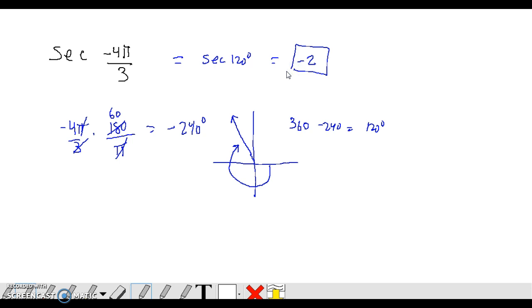Okay, so those are a couple different ones that we can use. And that is finding our exact form using radians instead of degrees.